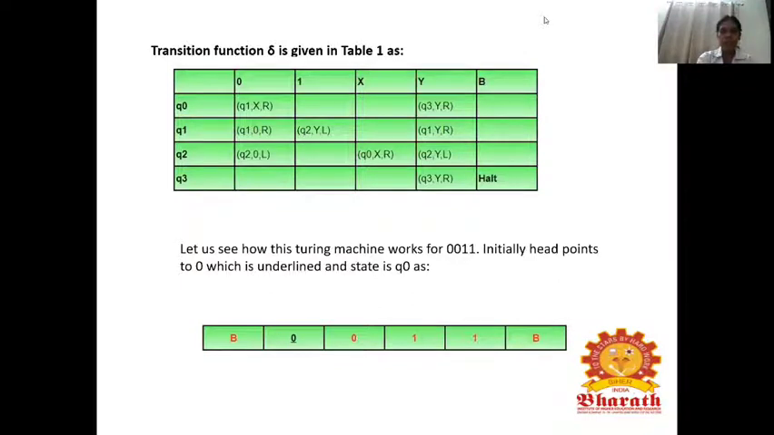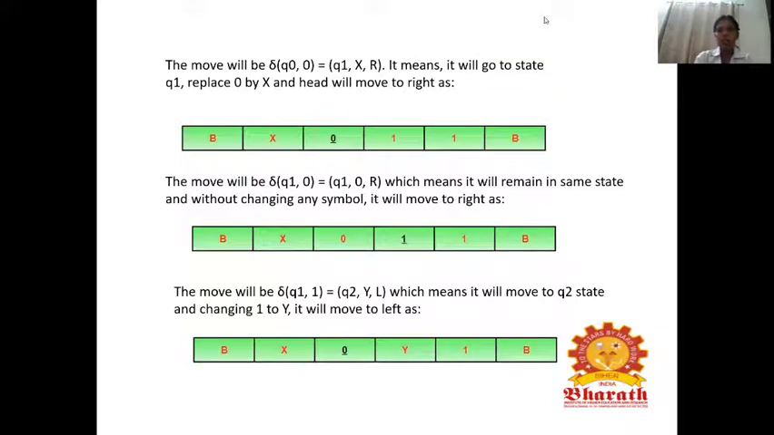Move towards the right. Okay, so we'll see. So how do we write delta of Q0, 0? That is, Q0 is the initial state, and the first input is 0.